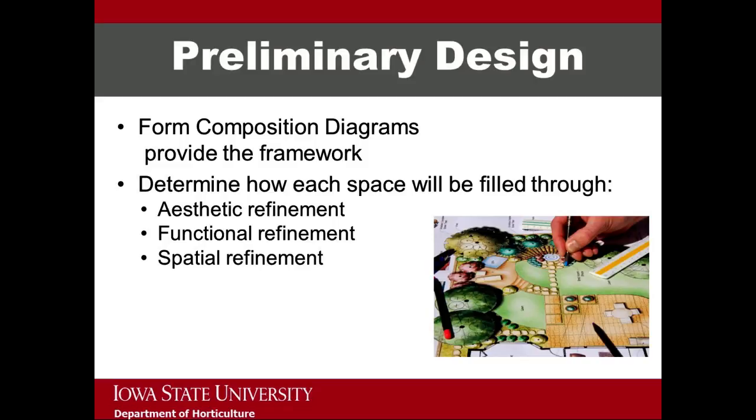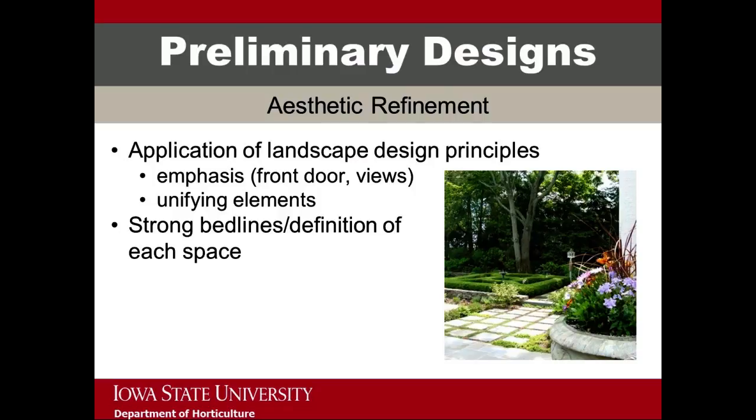There are 3 steps of refinement: aesthetic refinement, functional refinement, and spatial refinement. Aesthetic refinement includes the application of landscape design principles such as emphasis and unity, as well as creating strong bedlines and definition of each space, creating different garden rooms.